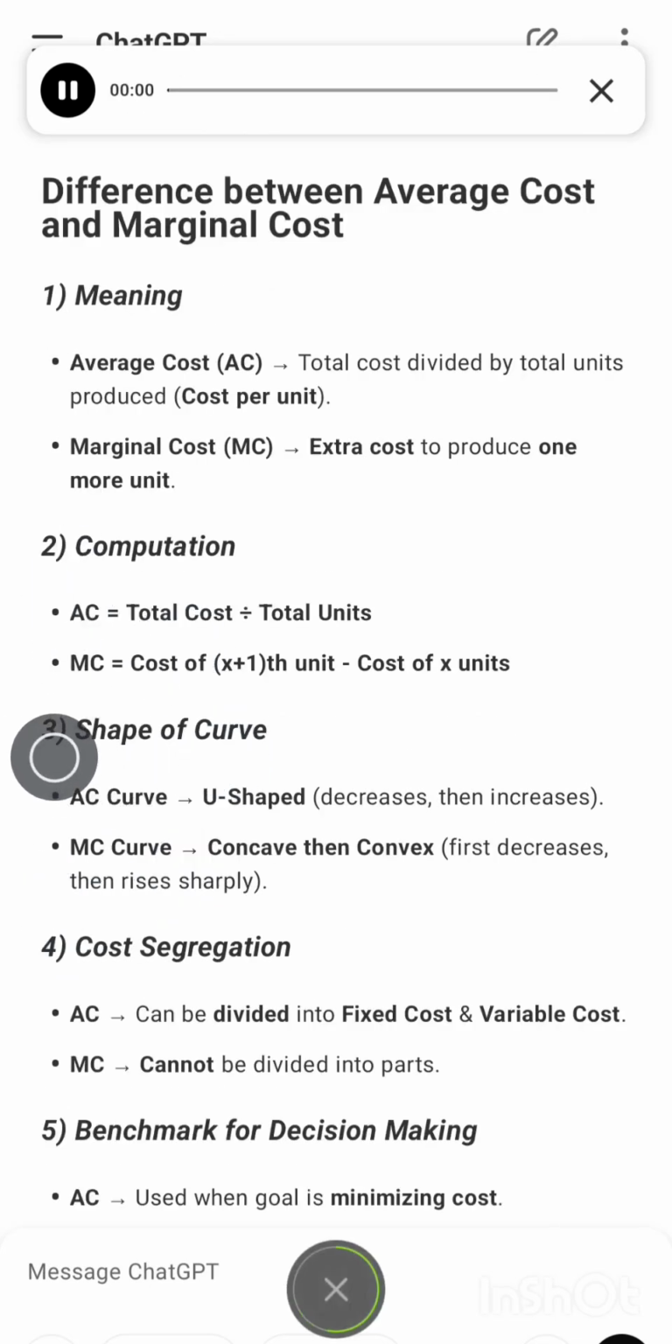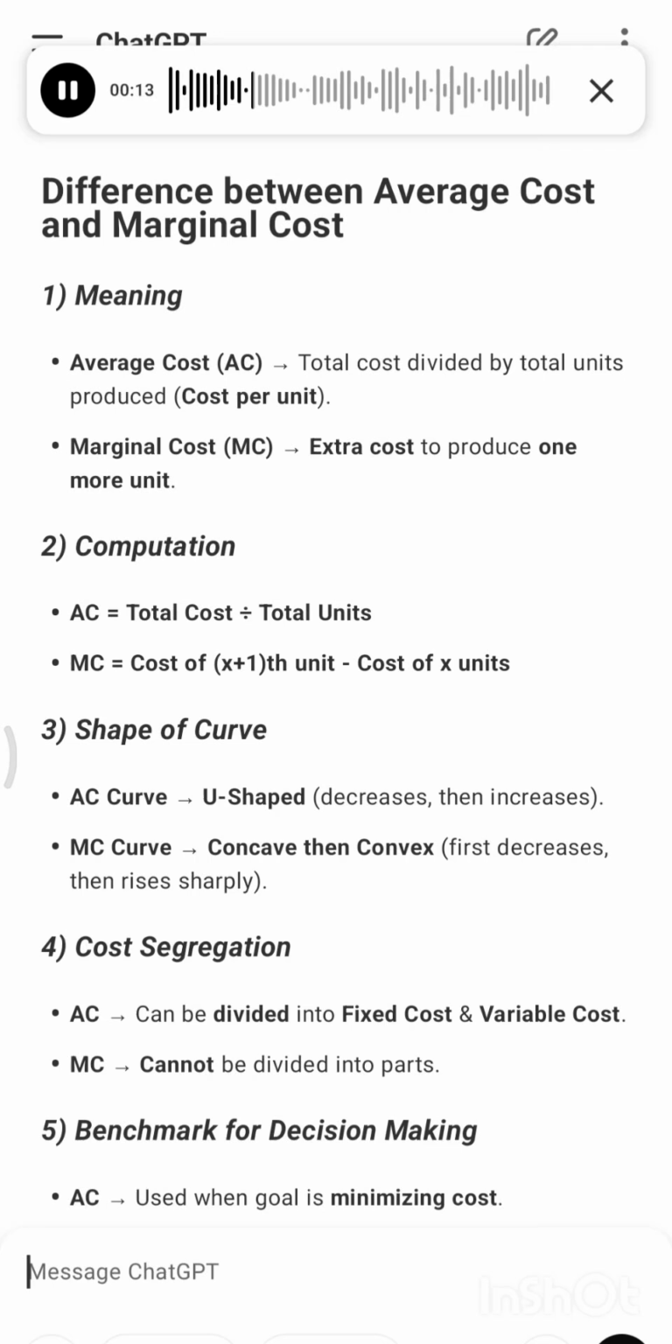Difference between average cost and marginal cost. 1. Meaning. Average cost, AC: total cost divided by total units, per unit. Marginal cost, MC: extra cost to produce one more unit. 2. Computation. AC equals total cost per total units. MC equals cost of x plus 1 units minus cost of x units.